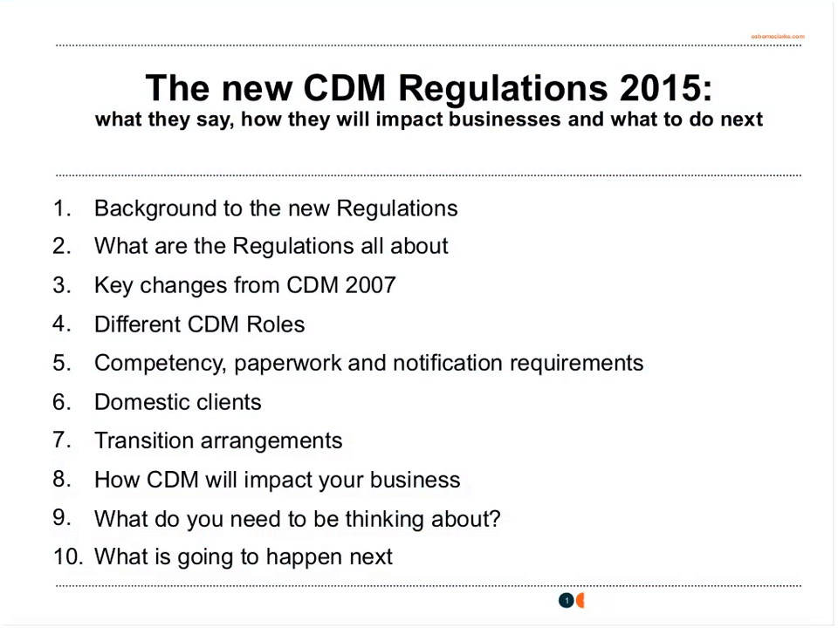So first of all, we're going to be talking about the background to the new regulations. We're going to be looking a little bit about what they're all about and where they've come from. Key changes for those of you familiar with CDM 2007, between those and today's regulations. The different roles that people play within the CDM environment, and some of the more specific requirements of the regs, including competency, paperwork, notification, how this is going to affect domestic client arrangements, transition, and then looking at a couple of case examples to help you think about how these might be applying to your business, and importantly, what is going to happen next.